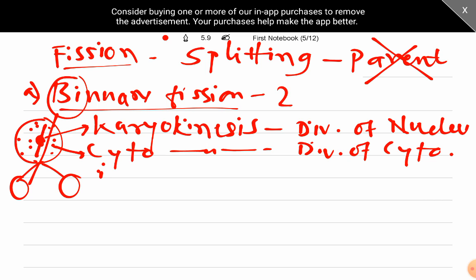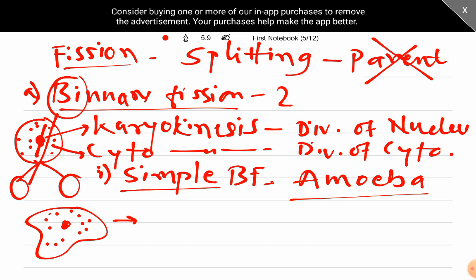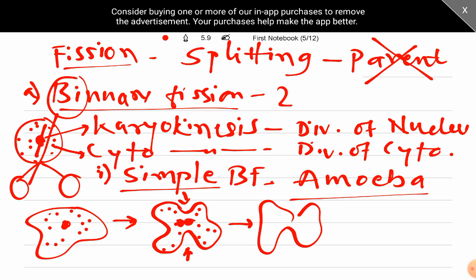Under binary fission, one more type is there, simple binary fission, and it is observed in amoeba. See, this is the amoeba. It is a parent cell, parent organism, parent amoeba having nucleus and cytoplasm. Once this division of simple binary fission starts, this amoeba starts to make a notch here and this way, and the nucleus slowly starts to bifurcate, even the cytoplasm.